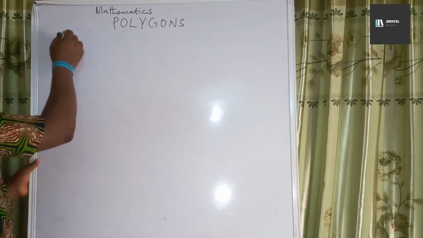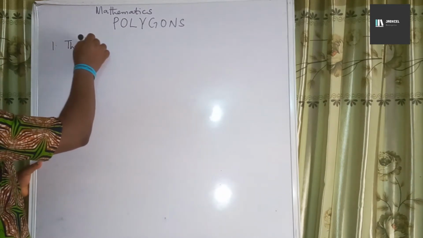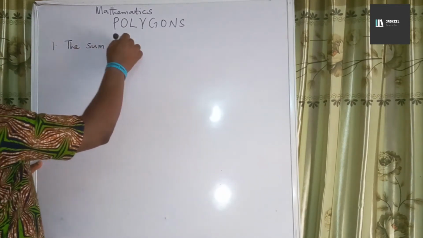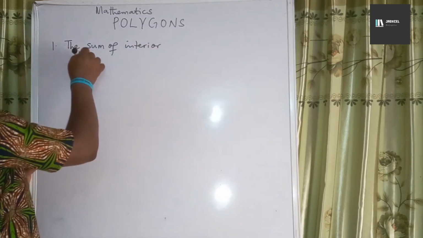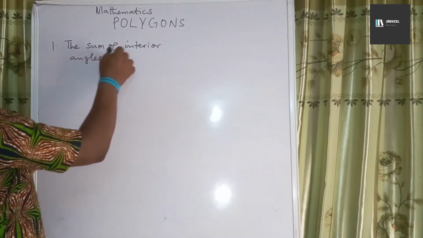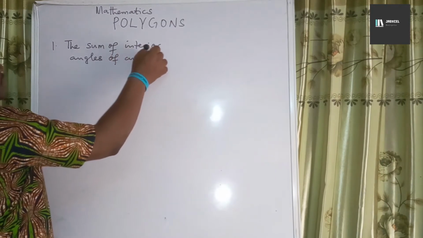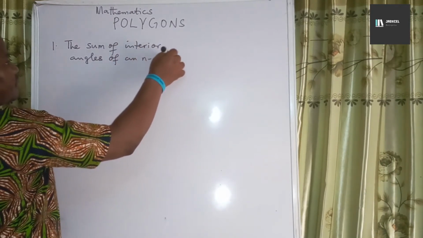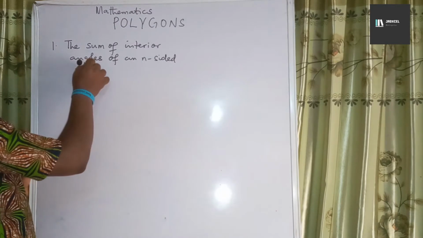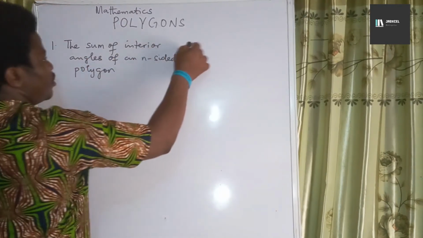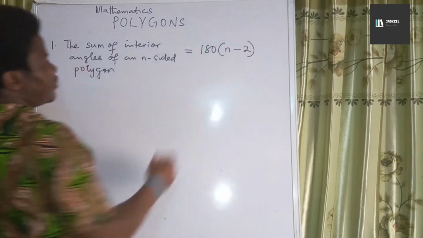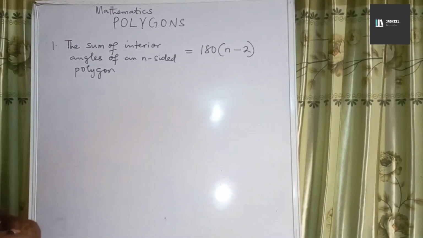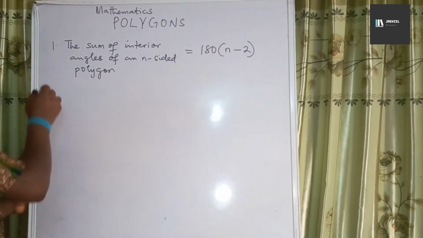The first one states that the sum of interior angles of an n-sided polygon is equal to 180(n minus 2). That n is indicating the number of sides of that polygon.